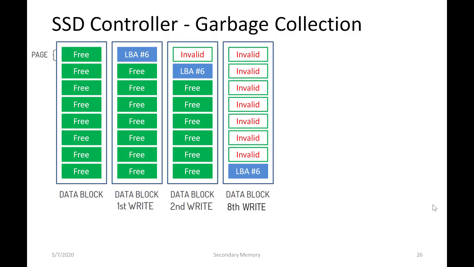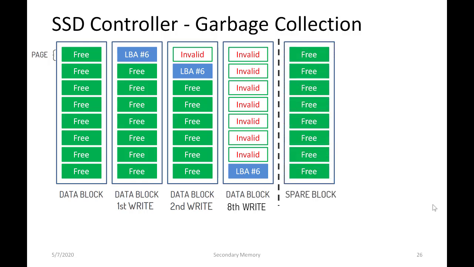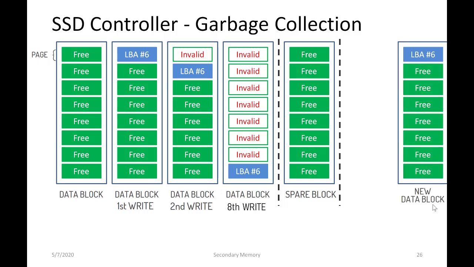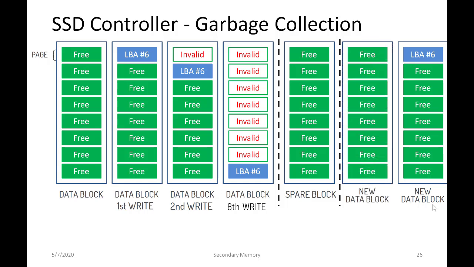At this point, even though we have capacity to store 8 pages of data, 7 of them are in invalid state. Now the garbage collector kicks in and it picks a spare block or unused block available in the NAND chip, and what it does is it moves the last updated value to this new block, and it erases the previous block.